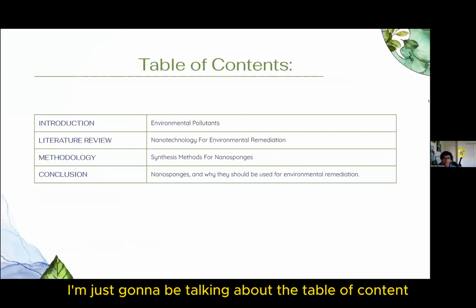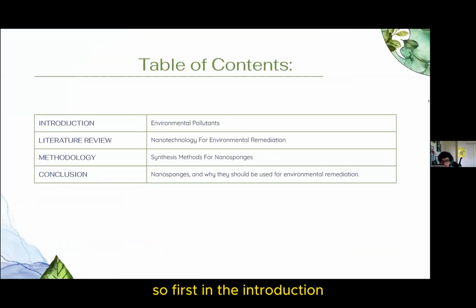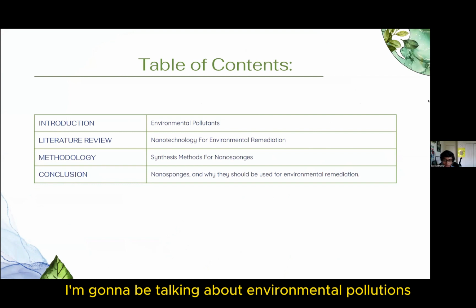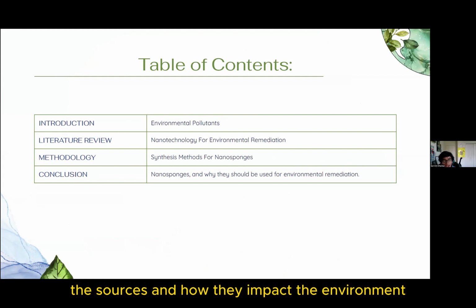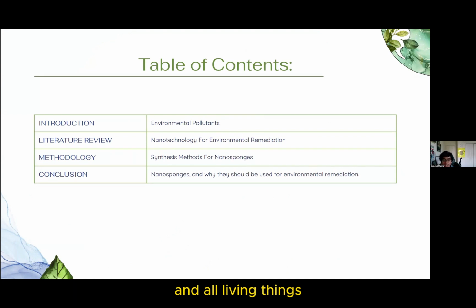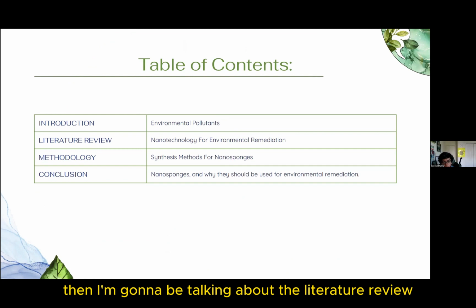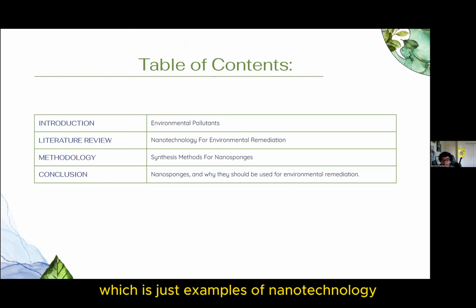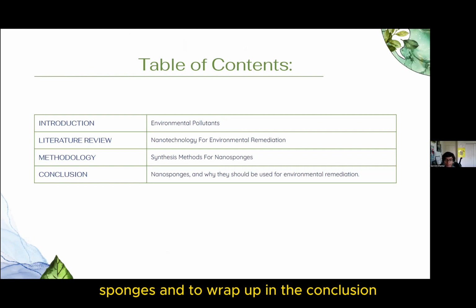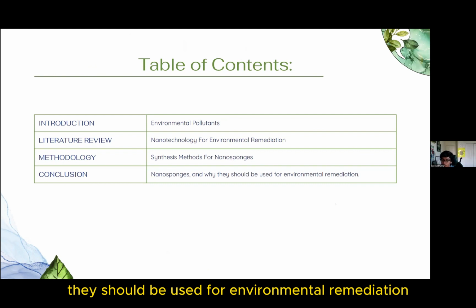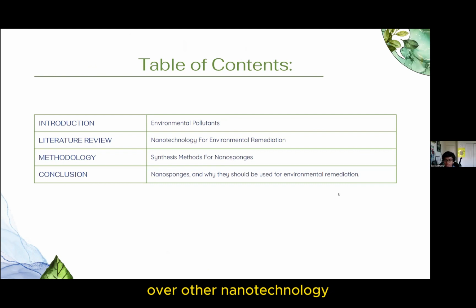So I'm just going to be talking about the table of contents. First, in the introduction, I'm going to be talking about the environmental pollutants, their types, their sources, and how they impact the environment and all living things. Then I'm going to be talking about the literature review, which is just examples of nanotechnology for environmental remediation. And then for the methodology, I'm going to talk about the synthesis methods for nanosponges. And to wrap up in the conclusion, I'm going to be talking about nanosponges and why they should be used for environmental remediation over other nanotechnology.